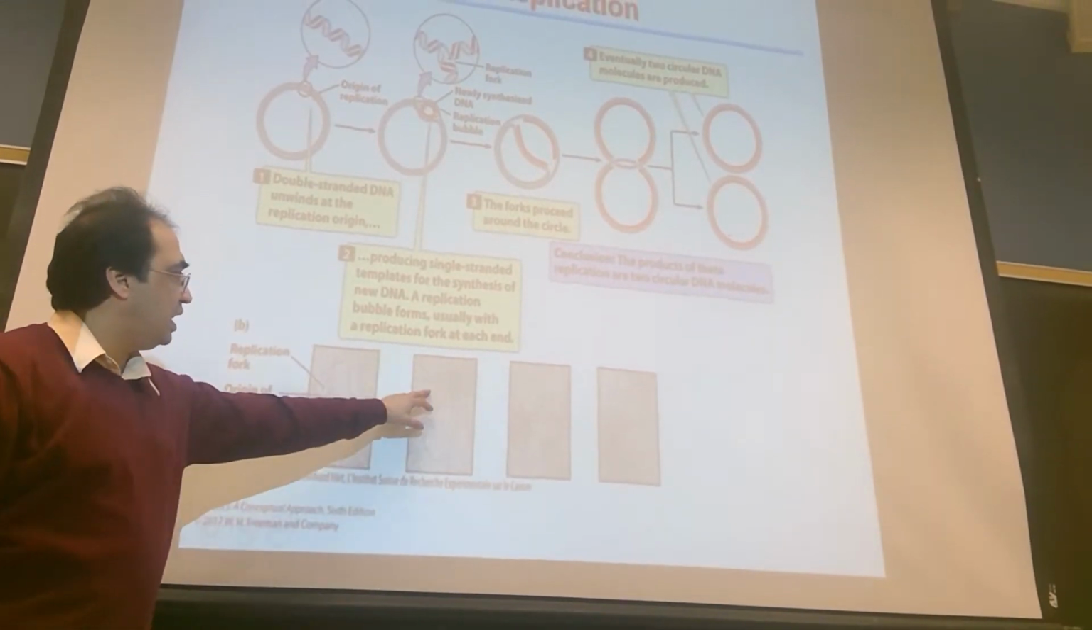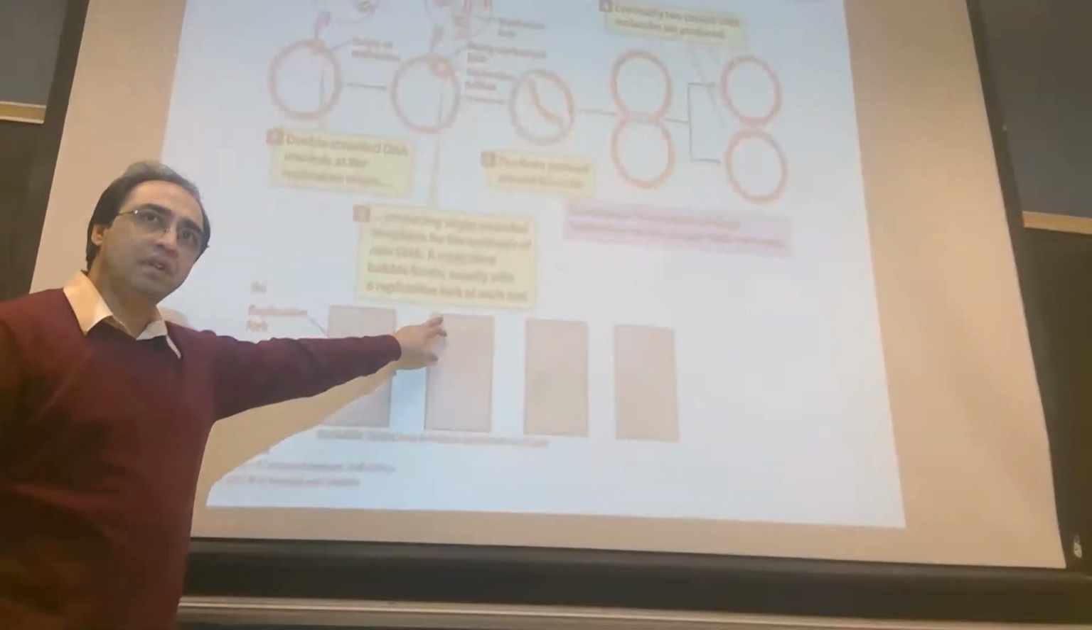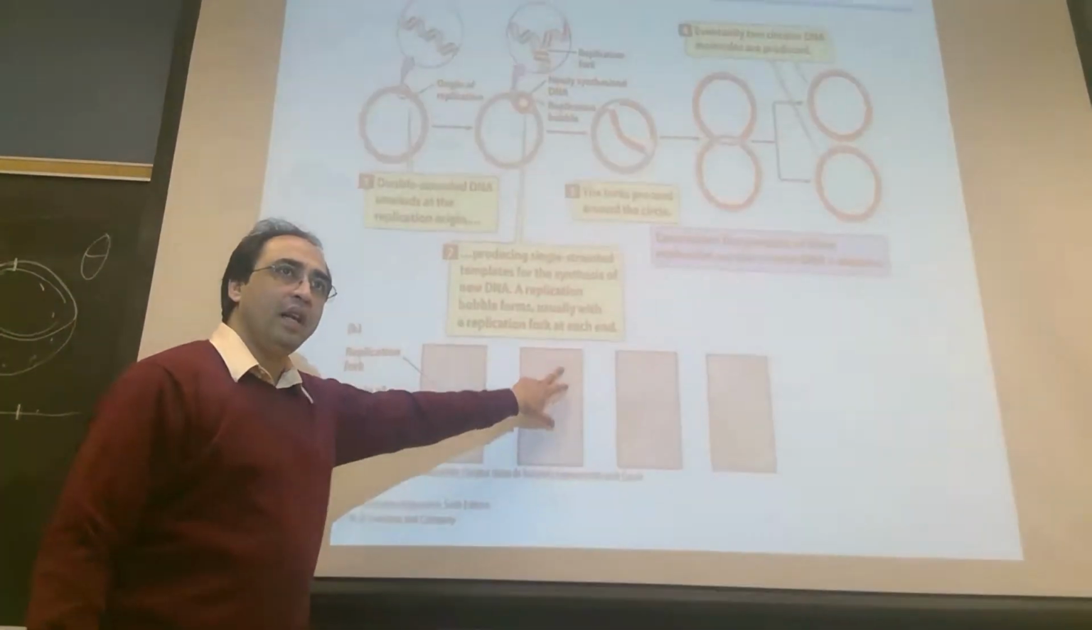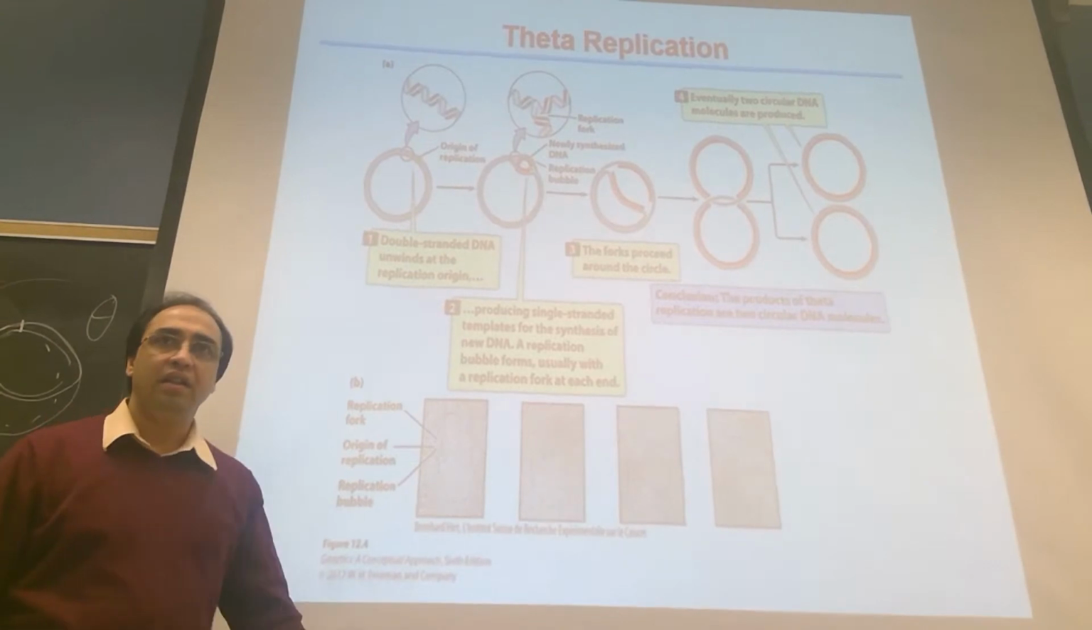And this is actually the electron micrograph of the whole DNA. And it is showing this is the new DNA forming here, and it looks like a theta. That's why it is called theta replication.